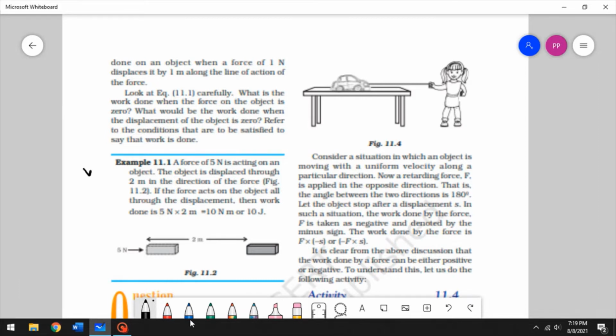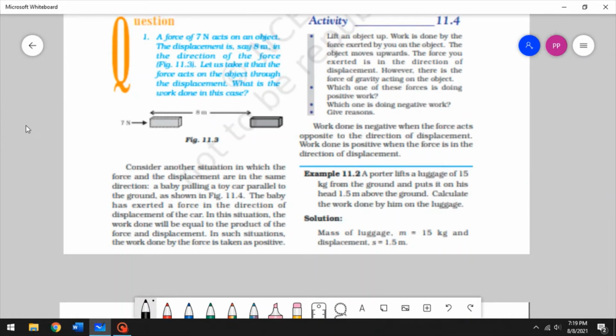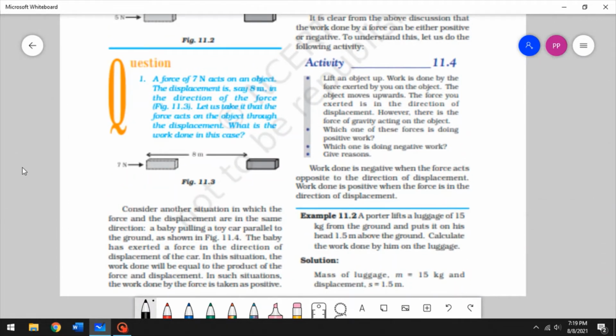Alright, we have one example, a numerical here, and a question that I want you to try on your own. I want you to try both of them on your own. If you have a question about either of the problems, feel free to go back to that part of the video where I explained it.